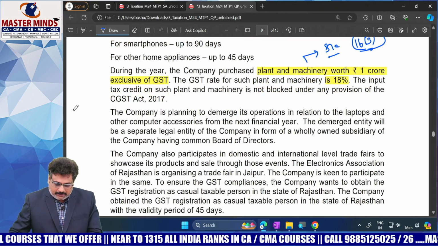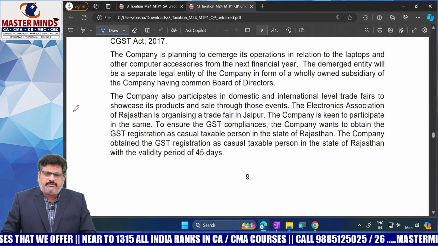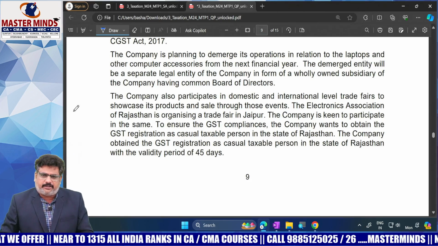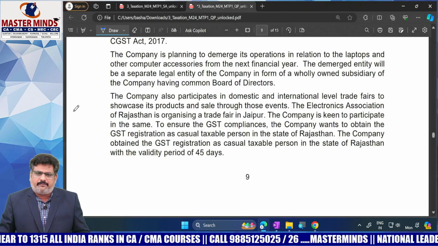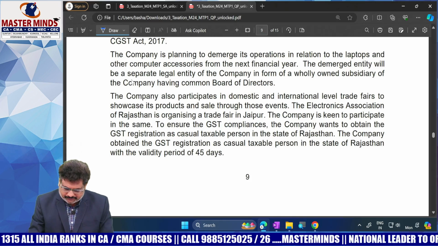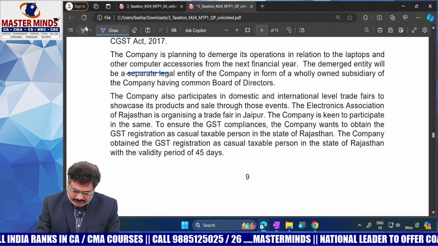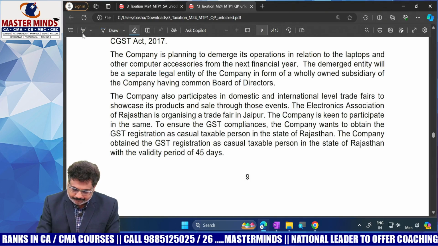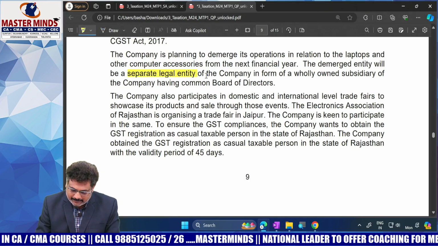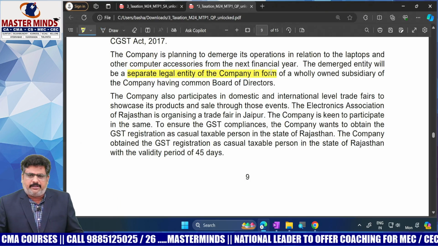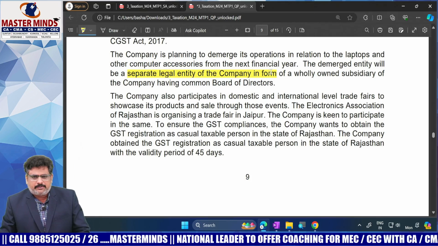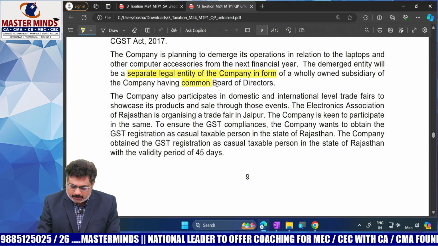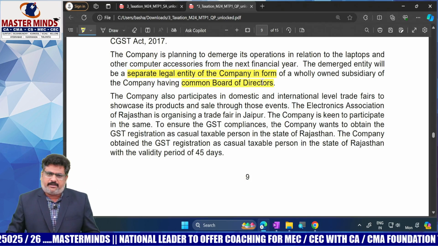Next one. The company is planning to demerge its operations in relation to the laptops and other accessories from the next financial year. The demerged entity will be a separate entity. See this, that means separate legal entity means a deemed to be distinct person. When they are having the common board of directors, they are treated as related parties also.